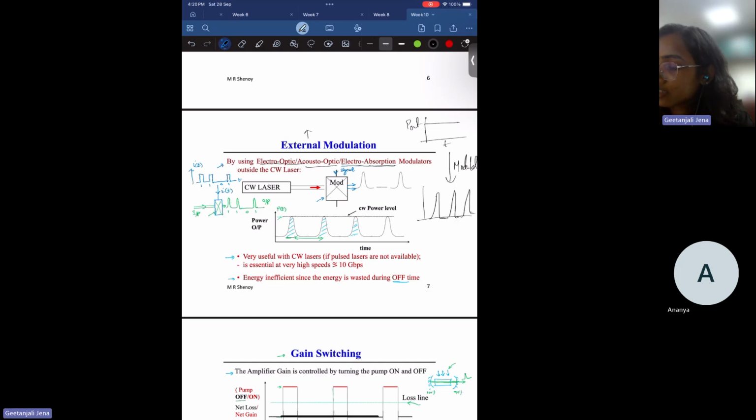And the strength of this pulse laser, the spacing between these pulses, depends on the external modulator strength. So the examples of external modulators, as I've said, are the electro-optic modulator, the acousto-optic modulator, and the electro-absorption modulator.